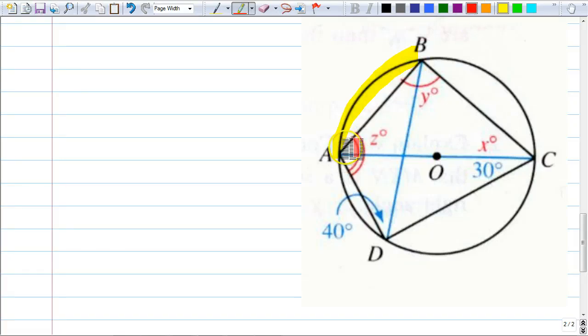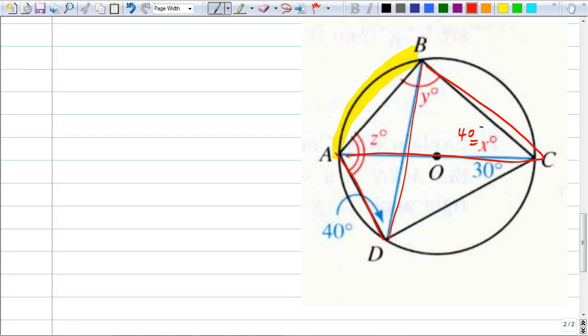A lot of you are having trouble. You see how both of these inscribed angles intercept the same intercepted arc? Therefore, x has to be what? x has to be 40, correct?